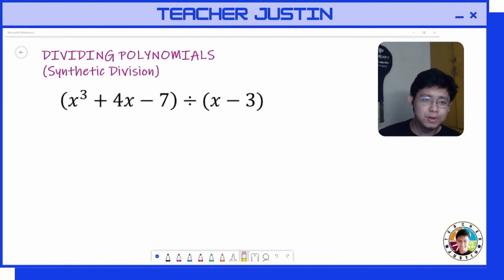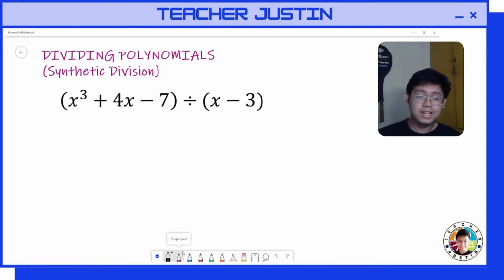On today's topic, we're going to talk about dividing polynomials using synthetic division. Okay, let's have our example. So let's divide the polynomials x raised to 3 plus 4x minus 7 and x minus 3 using synthetic division.